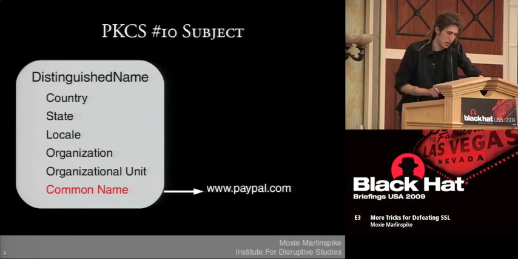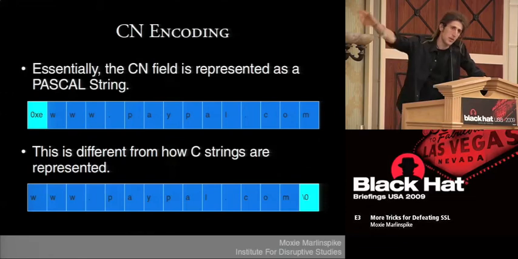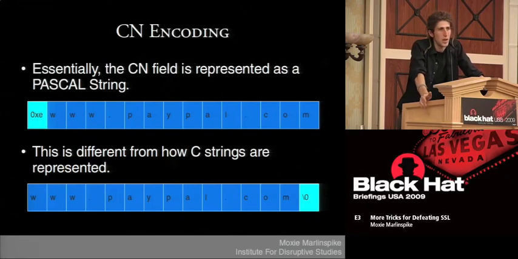Let me just say that one critical difference here is that if you're dealing with a Pascal string, a null character has no special meaning, right? It's just another character in your character string. It's not imbued with any special meaning at all, which is very different from a null character in a C string. It has a very specific purpose, right?